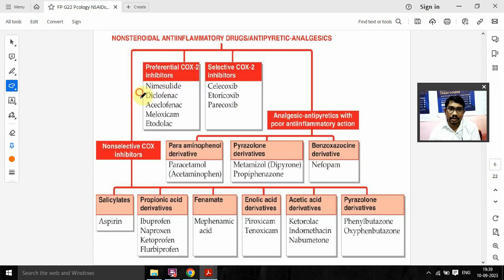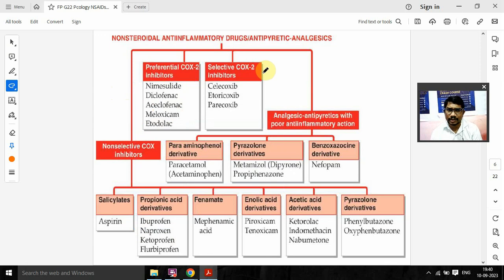सो व्हाट आर दीस: निमेसुलाइड, डाइक्लोफेनाक, एसिक्लोफेनाक, मेलोक्सिकाम एंड इटोडोलैक. ये चार ऑप्शन में देयर वाज अ क्वेश्चन इन जीपैट 2021, प्रेफरेंशियल COX-2 इनहिबिटर: निमेसुलाइड, डाइक्लोफेनाक, एसिक्लोफेनाक एंड मेलोक्सिकाम. So remember, quick question आ चुका है. Preferential COX-2. Clear? What do you mean by preferential COX-2 inhibitor? समझ में आया? They will inhibit COX-2 more than COX-1.